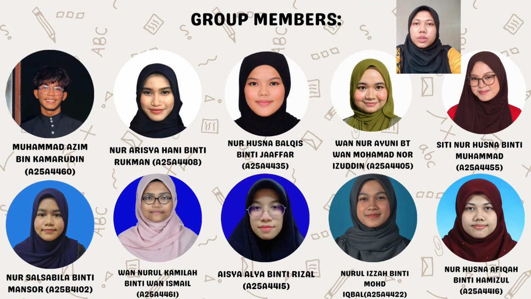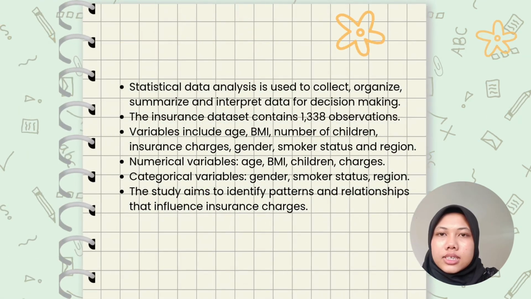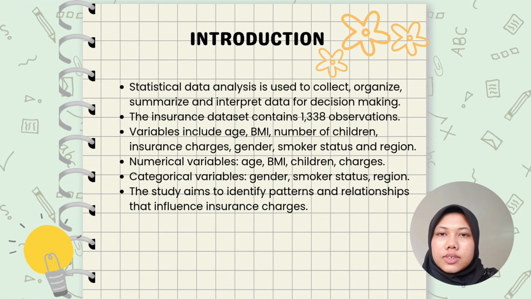Today, we will present our statistics project, which focuses on the analysis of an insurance dataset using IBM SPSS. Statistical data analysis is the process of collecting, organizing, summarizing, and interpreting data to support decision making. The dataset used in this study contains 1338 observations and includes variables such as age, BMI, number of children, insurance charges, gender, smoker status, and region.